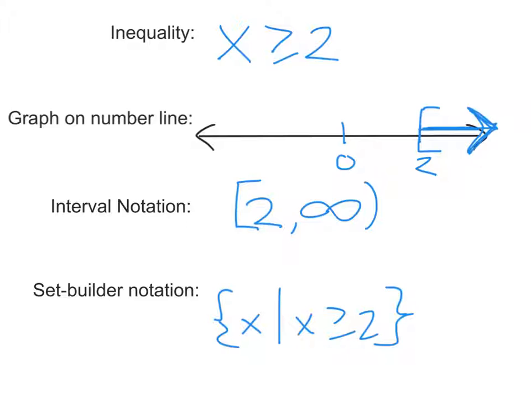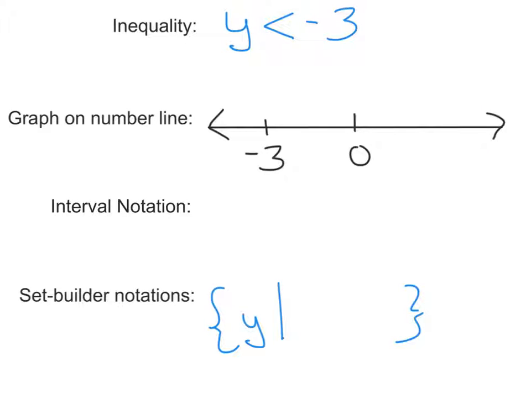Let's try one more of those. We have our inequality, y is less than negative 3. Let's graph it on a number line first. I have set up a number line with negative 3 over there. Less than means we're going to do parentheses, not brackets, at the negative 3. And less than would be to the left of negative 3. So we're going to shade all the values that are less than negative 3 and put a little arrow there. That graph represents all the values less than negative 3, not including negative 3 itself.